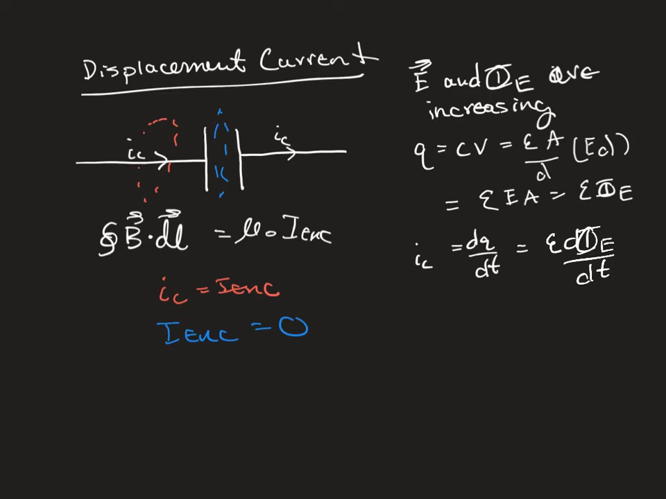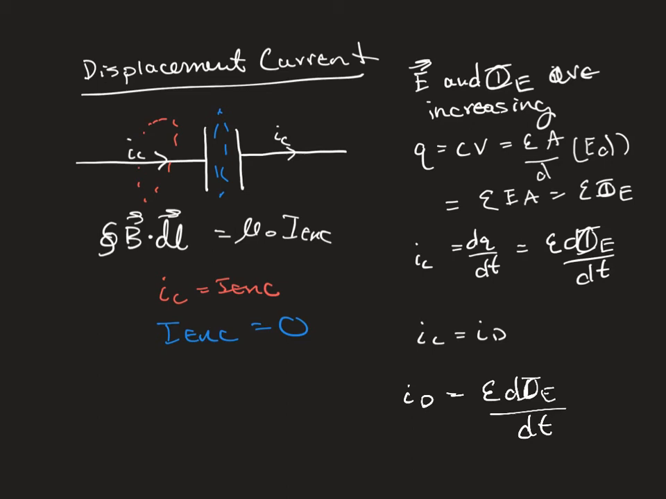Alright, so according to conservation of charge, IC should equal ID. So if we say the conductive current is equal to this, and this D stands for displacement, we're going to call the current, I'm putting it in quotes, the current that passes in between the plates is equal to the displacement current. So according to conservation of charge, those two things need to be equal to each other. So that means that the displacement current is also equal to the electric constant times the change in electric flux with respect to time.